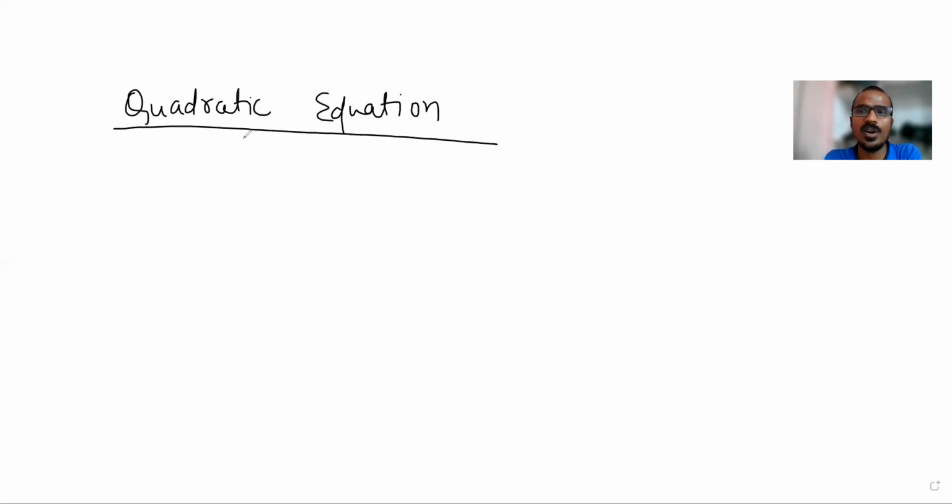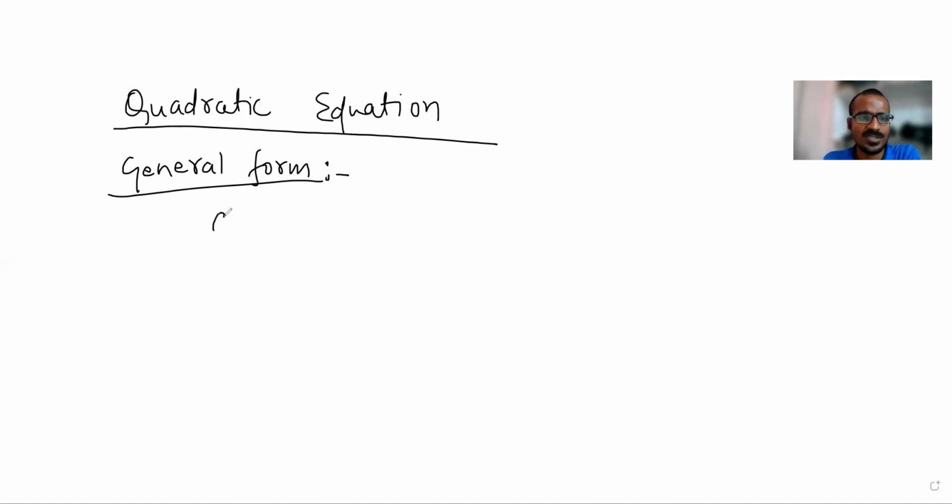So guys, let's start our topic, quadratic equation. So basically, what is a quadratic equation? What is its general form? First we will learn its general form, how we will recognize that the given equation is a quadratic equation. The general form of a quadratic equation is very important.